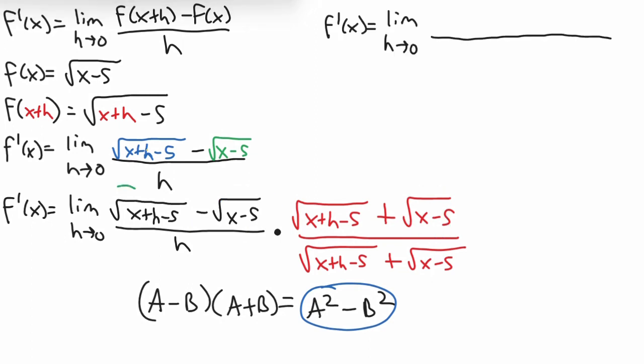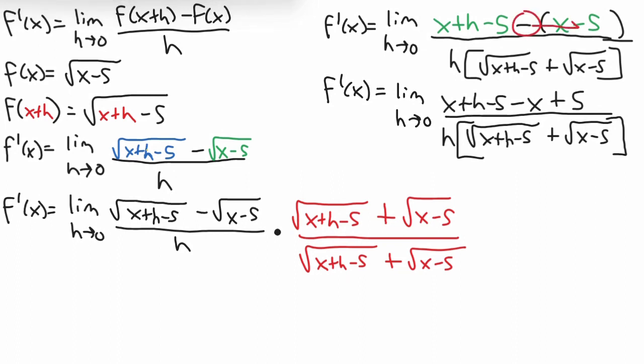So multiplying a times a is just going to undo the square root. x plus h minus 5, and we have minus, and make sure to put the second one in parentheses there because you're subtracting the whole thing. b times b is going to undo the square root for that one. We're just going to have x minus 5.